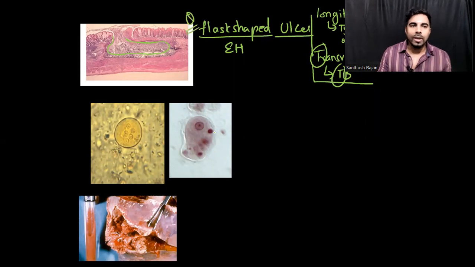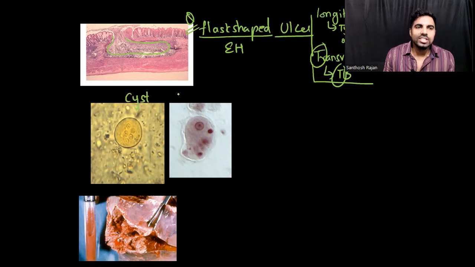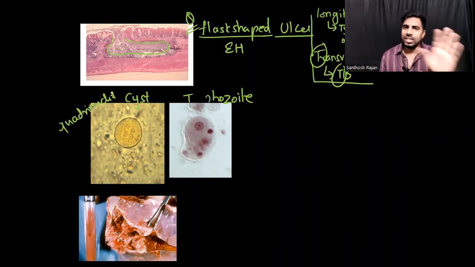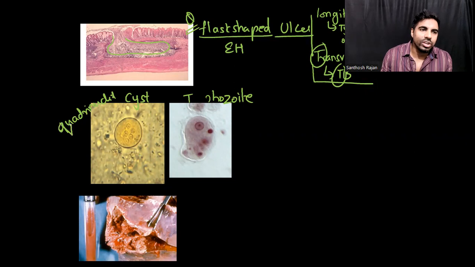Entamoeba histolytica. Okay, now this one. You see, this is the Entamoeba histolytica cyst. And this is the trophozoite. Trophozoite, just now I showed you. You see RBC inside. But in the cyst, you'll see quadrinucleate cyst. It can be bi, tri, doesn't matter. But why am I saying quadrinucleate? Because this is the infective stage. They ask which is the infective stage.